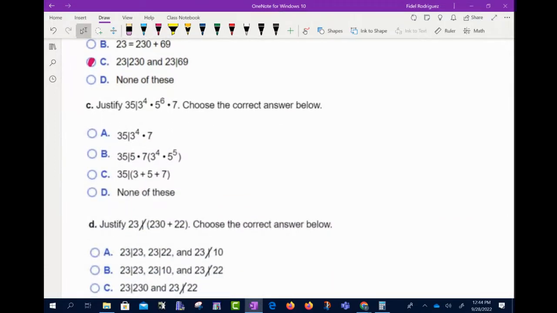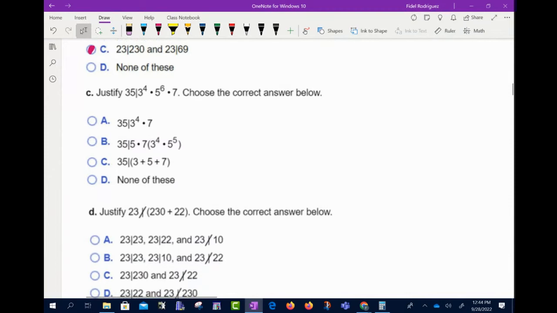Okay, so the next part here says justify. Why does 35 divide the product, which means multiply, 3 to the 4th times 5 to the 6th times 7? Okay, so I'm going to look at each of the choices that I have here. And it says 35 divides 3 to the 4th times 7.